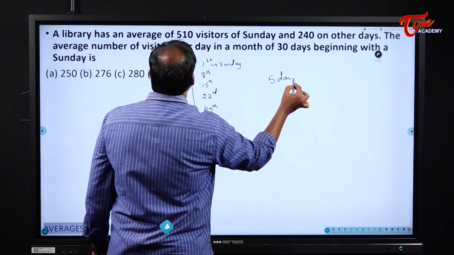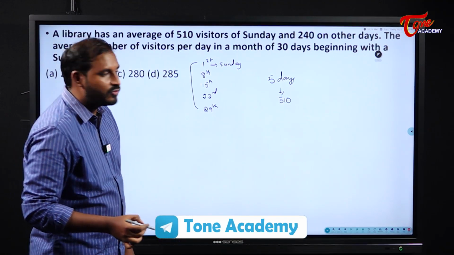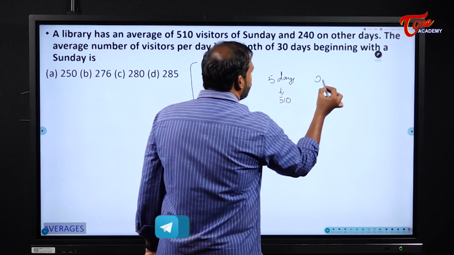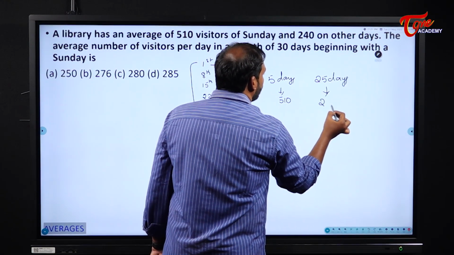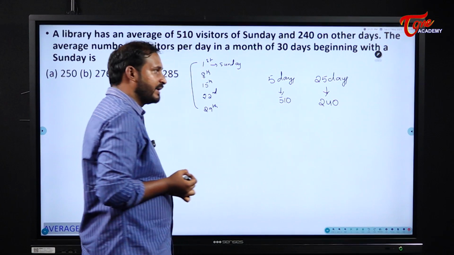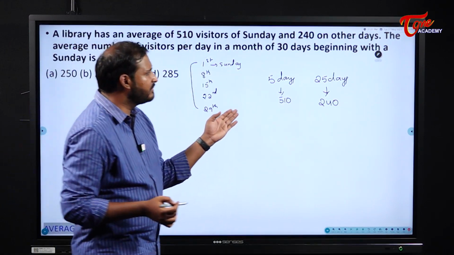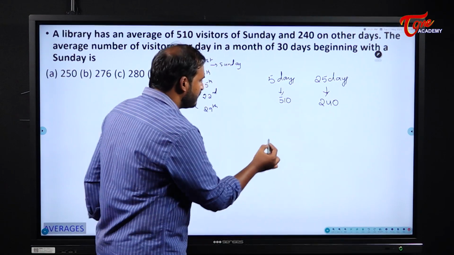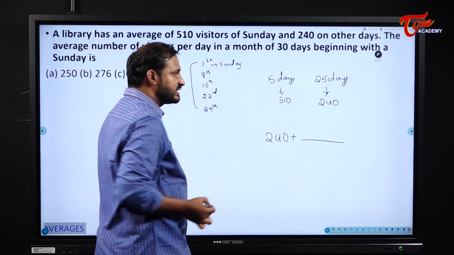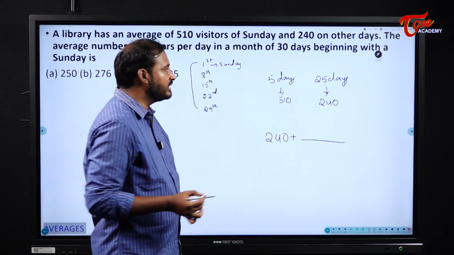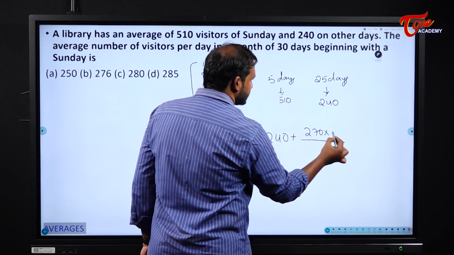In those 5 days, how many visitors are there? 510 visitors are there. And in 30 days, if 5 days are removed, how many days will be there for me? I will have 25 more days. In these 25 days, how many visitors are there? 240 per day. Okay, they are asking us what is the average of the total. See, what is the minimum with everyone? 240 is the minimum on all the days. 240 plus. How much is the excess here? 510 means 270, right? 270, and for how many days? This excess is for 5 days.